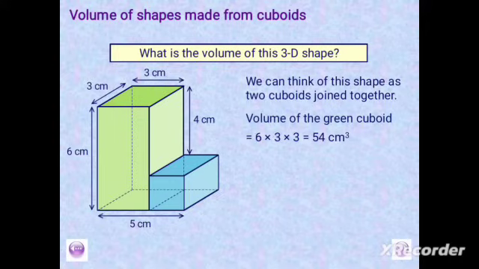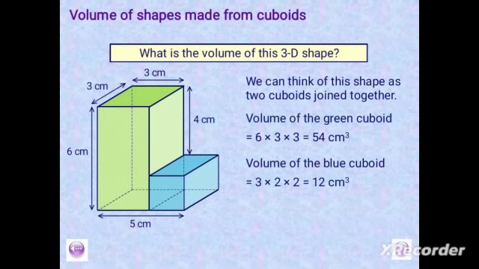That is length times width times height, giving us 54 cubic centimeters. And again, the volume of the blue cuboid is 3 times 2 times 2, that is 12 cubic centimeters. Now we add the volumes to find the total volume of the figure. That is 54 plus 12, giving 66 cubic centimeters.